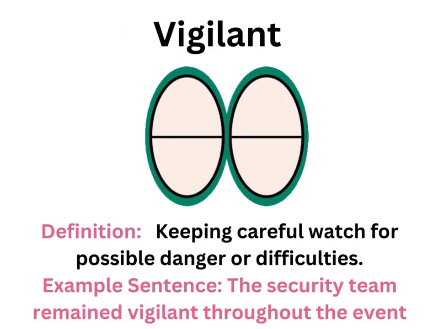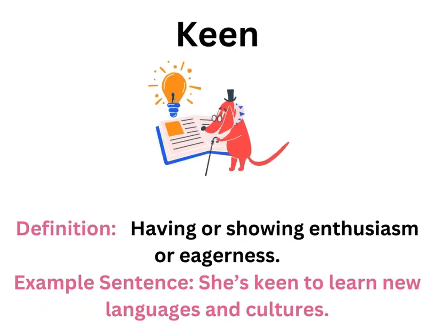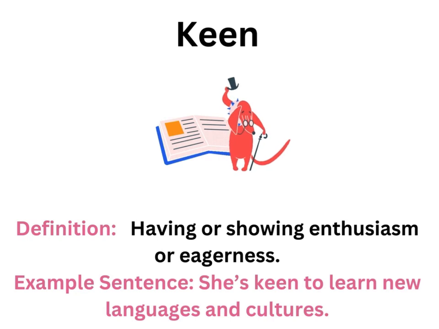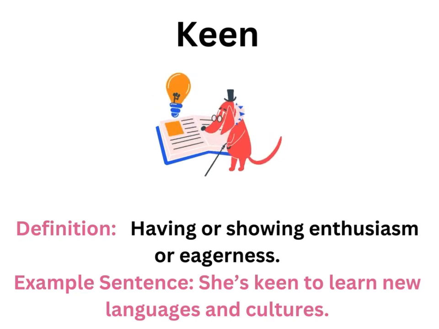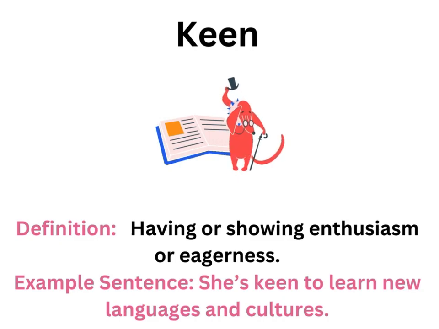Definition: keeping careful watch for possible danger or difficulties. Example sentence: the security team remained vigilant throughout the event. Keen. Definition: having or showing enthusiasm or eagerness. Example sentence: she's keen to learn new languages and cultures.